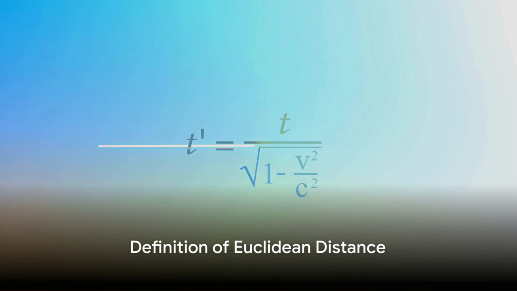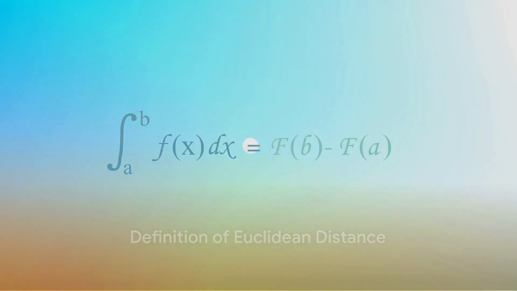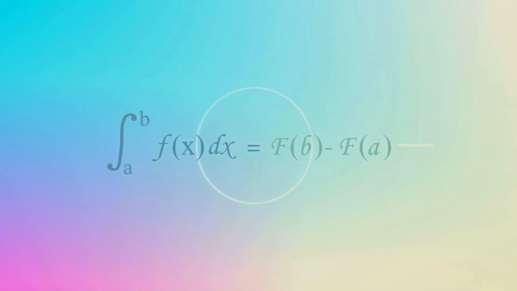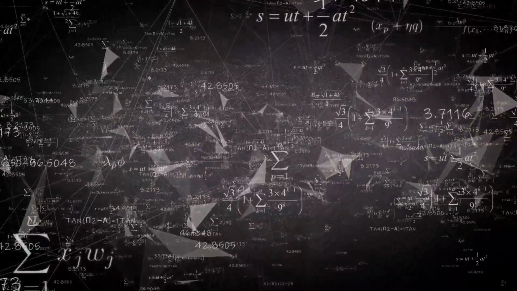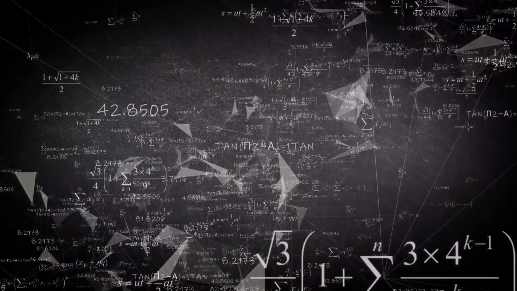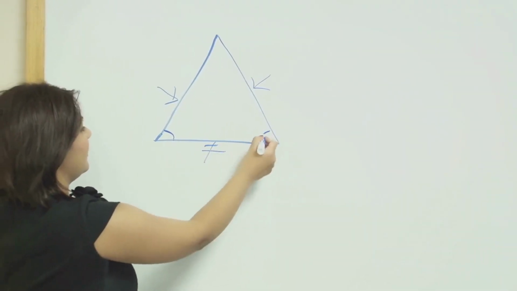Imagine a line segment connecting 2 points in a space. The length of that line segment is what we call the Euclidean distance. Now you might be wondering, how is that calculated? Well, if we know the Cartesian coordinates of these points, we can use the Pythagorean theorem to find the answer.